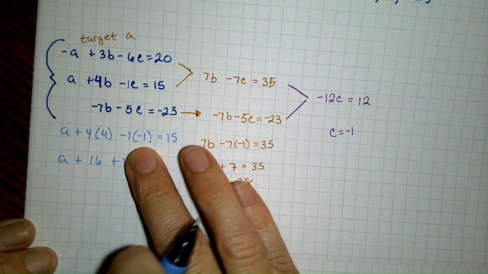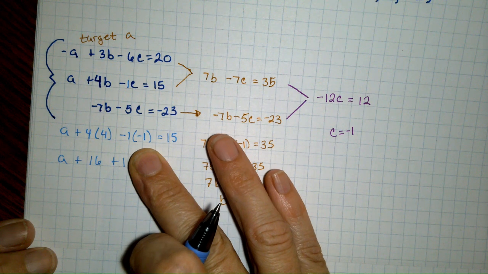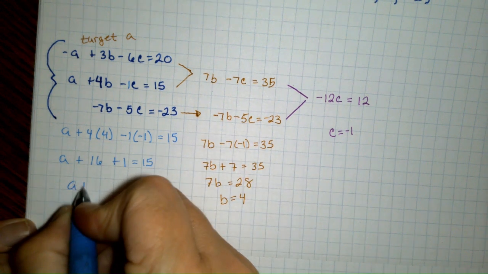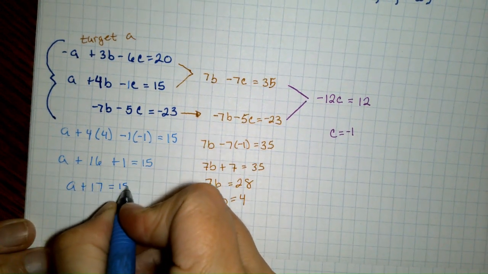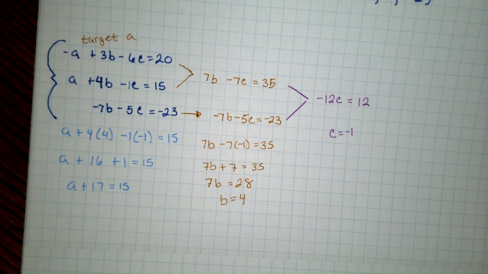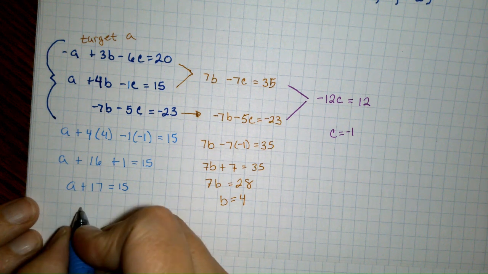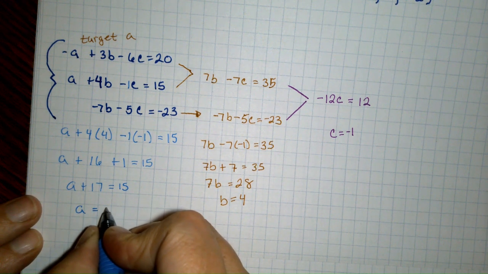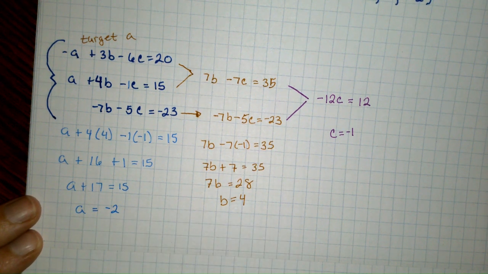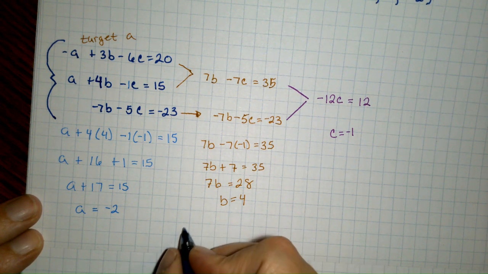The left side is not simplified. I combine 16 and 1 to make 17. Now that the left side is down to 2 terms, I can go ahead and solve for a by subtracting 17 from both sides. And when I take away 17 from both sides, I'm left with a negative 2 on the right. So our ordered triple in this case, a, b, c, alphabetical order.